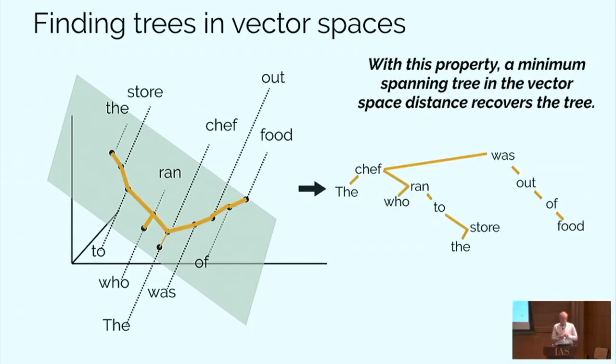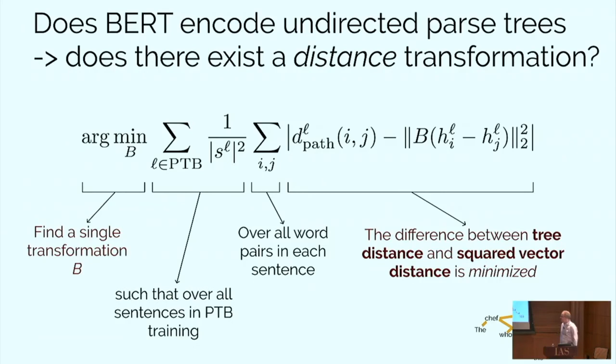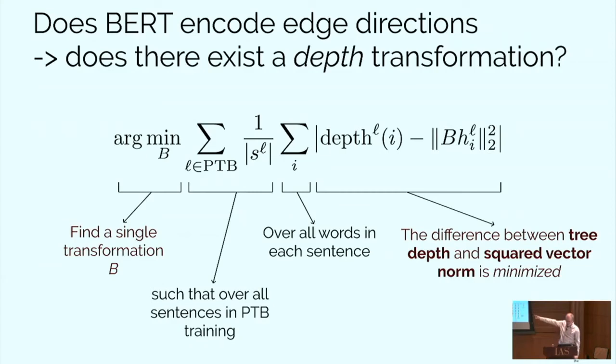And with that property, we can recover the syntax tree for any sentence by just taking the minimum spanning tree in this subspace, and that will be the syntactic structure for the sentence. So our goal is to find that B. We want to find a B, a single matrix that's used everywhere, that's the constraint, such that for all sentences, and we train it on sentences with human-given parses, for all pairs of words in those sentences, in the B-transformed subspace the squared vector distance is very close to the tree path distance. And then we can do the same with a different B for capturing depth in the parse tree.